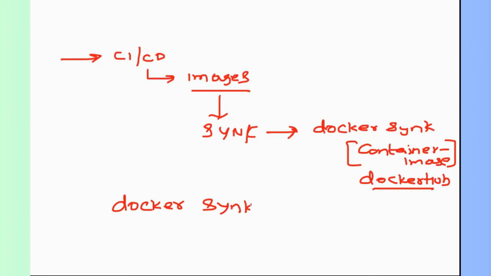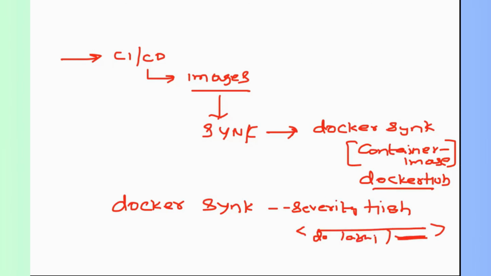You can also specify whichever severity, probably severity high, followed by the image location. Probably it can be like docker hub.io followed by Abhishek F5 followed by the container image location and the tag as well. Provide the tag as well. Once you run this command, most of the time your image will be vulnerable.